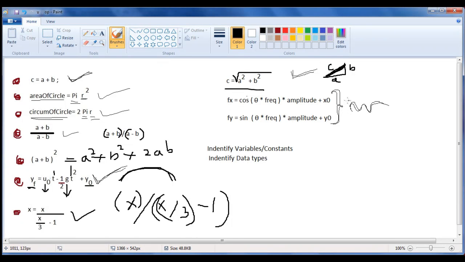Now let us take the next formula. These are used for circular motion, sine motion or cos motion, harmonic motion, or elliptical motions. Now how do we write this formula? f(x) is equal to cos(theta times frequency) times amplitude plus initial position. That's the final position. Initial position, amplitude and frequency are variables. Theta you also have to write as a variable, because this symbol is not available for us.